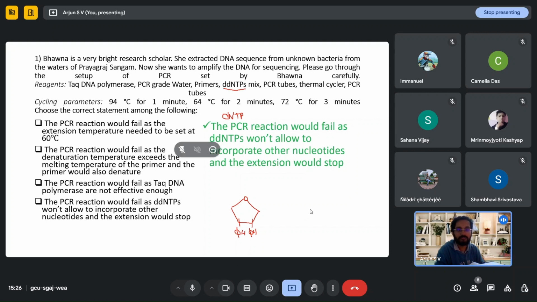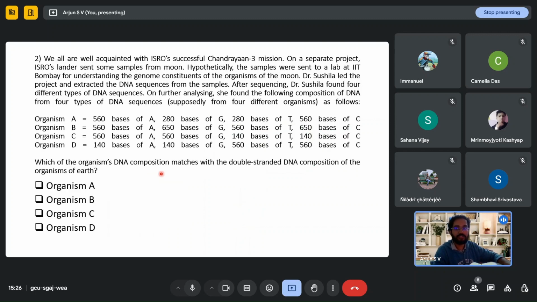Okay then. Even if you guys don't have any doubts right now, I can come back to this question later and we can solve this question. So I'll move on to the next question.